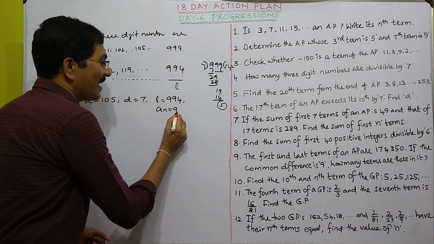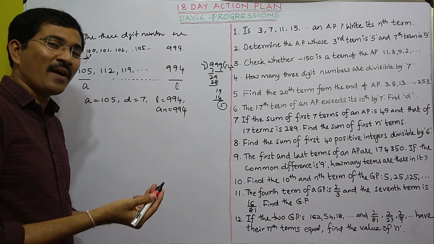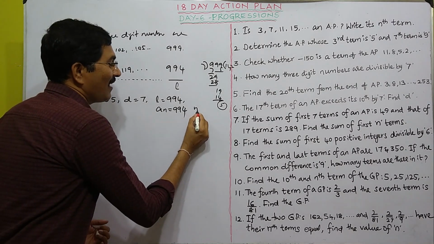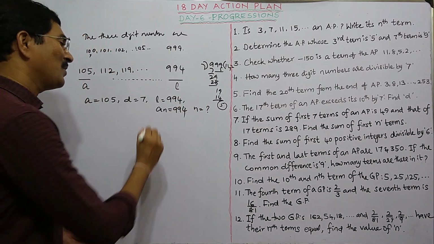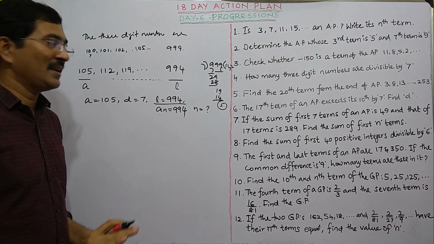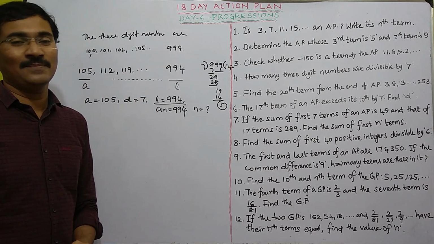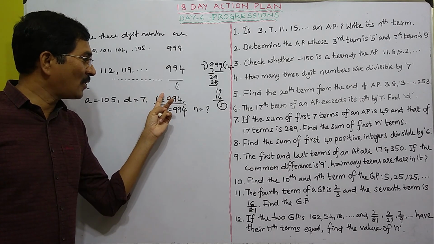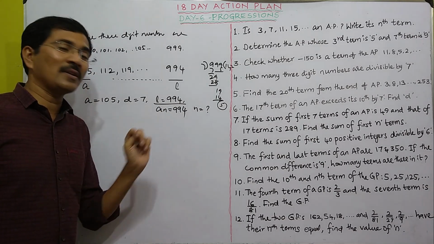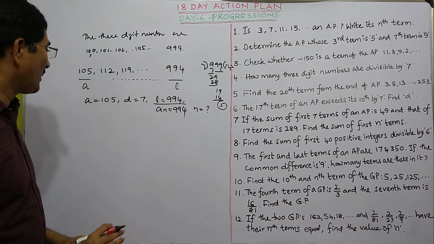So an is equal to 994. Then what do we have to find? Yes, we have to find out the value of n. Yes or no? You can write it in either of the ways, don't worry. Only that we have to understand this. At times you have to write it as n, at times you have to write it as an. So let us see what happens.